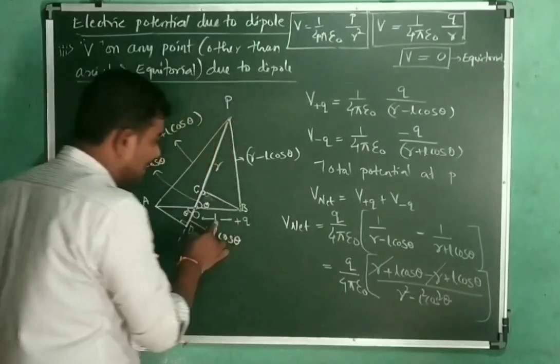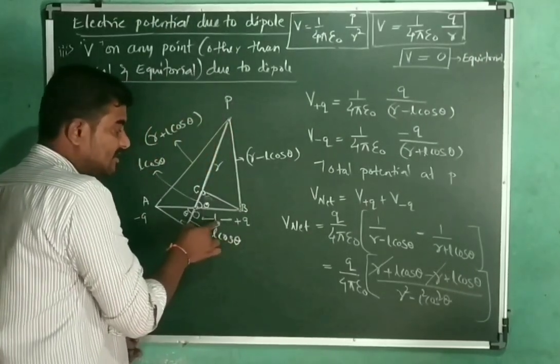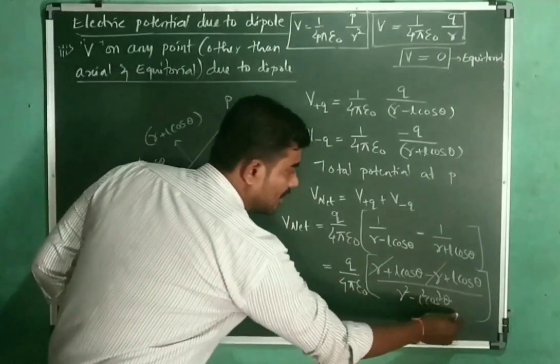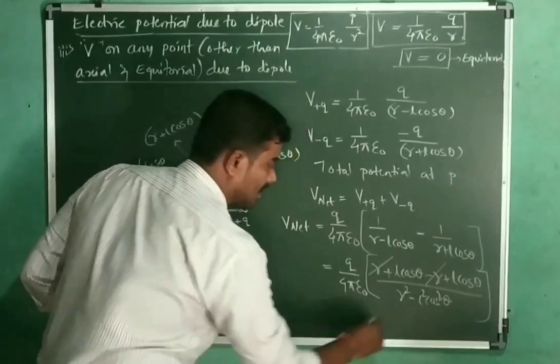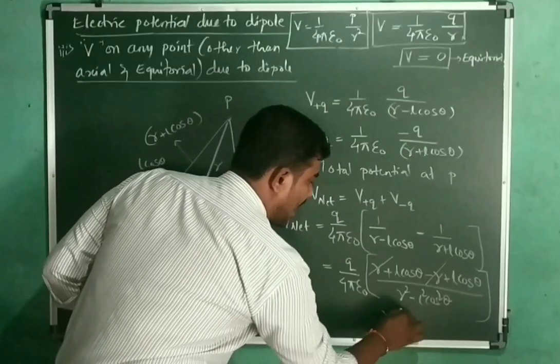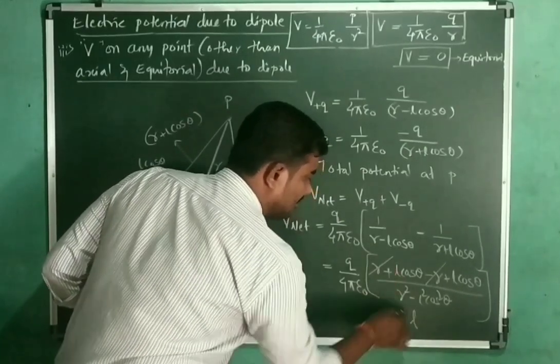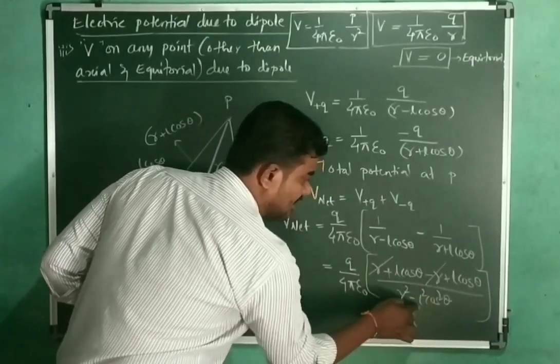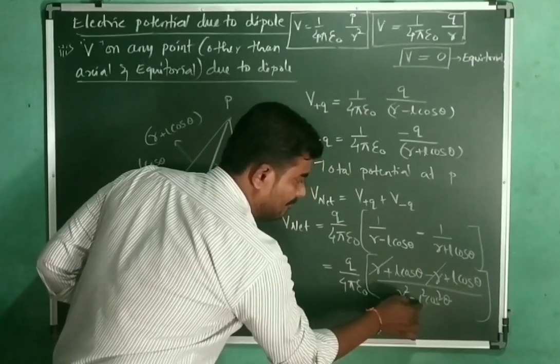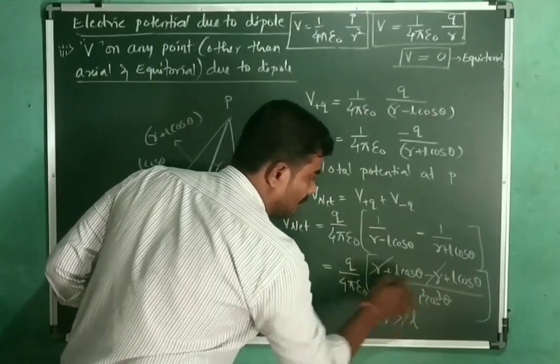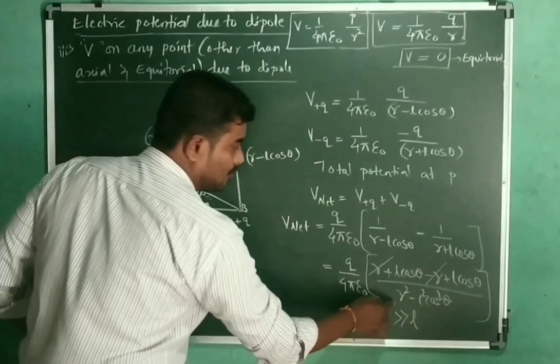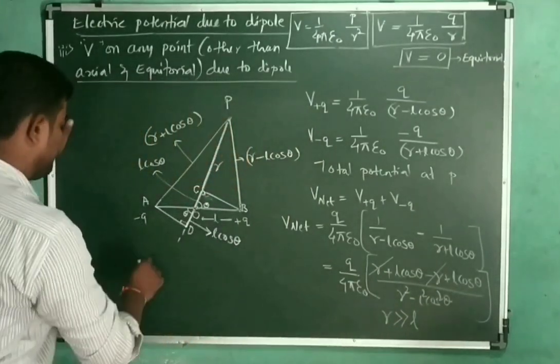Therefore, if I neglect L or if I consider L as 0, this quantity is going to be 0. If I consider R as greater than L, then L square cos square theta is there. If I consider L as 0, then 0 into anything is 0. Therefore, in the denominator, what is going to remain? R is going to remain.